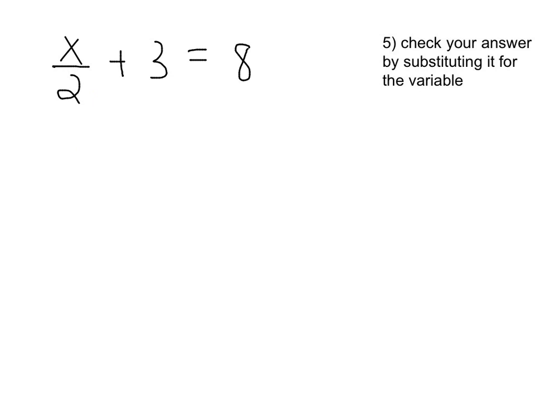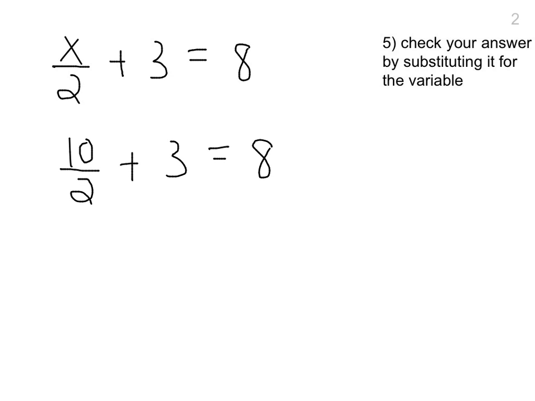Now remember, the last thing you need to do is substitute your answer for the variable so that you can check your answer. So instead of x, we are going to put 10. So that's going to leave us with 10 divided by 2 plus 3 equals 8.